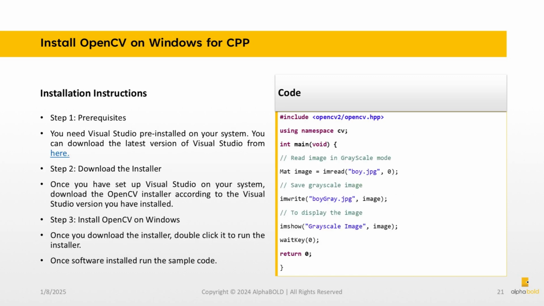Install OpenCV on Windows for C++. Step 1: Prerequisites. You need Visual Studio pre-installed on your system. You can download the latest version of Visual Studio for that. Step 2: Download the installer. Once you have set up Visual Studio on your system, download the OpenCV installer according to the Visual Studio version you have installed. Step 3: Install OpenCV on Windows. Once you download the installer, double-click it to run the installer. Once the software is installed, run the sample code.